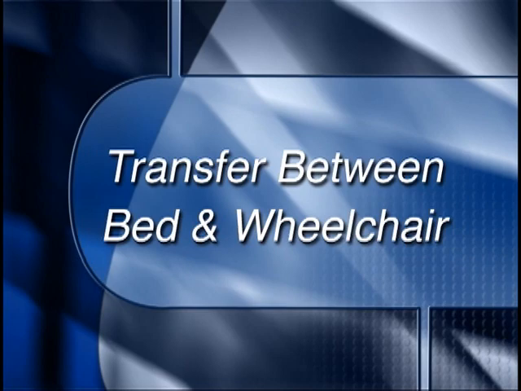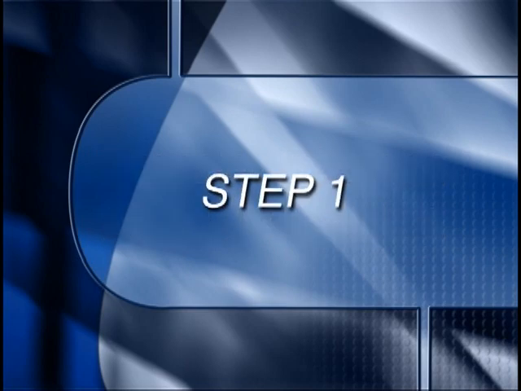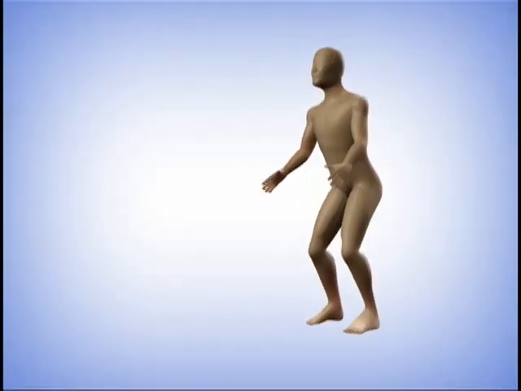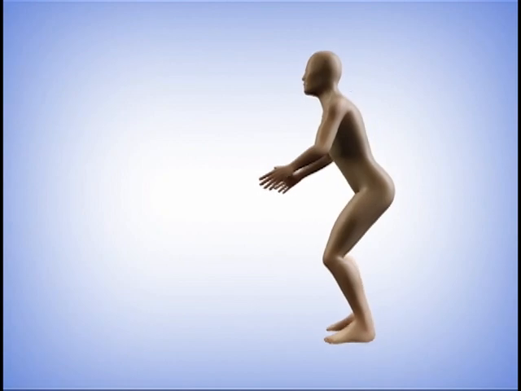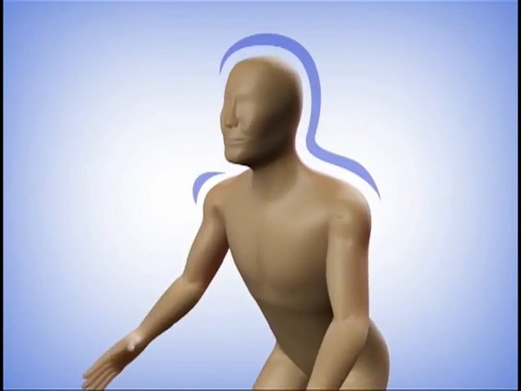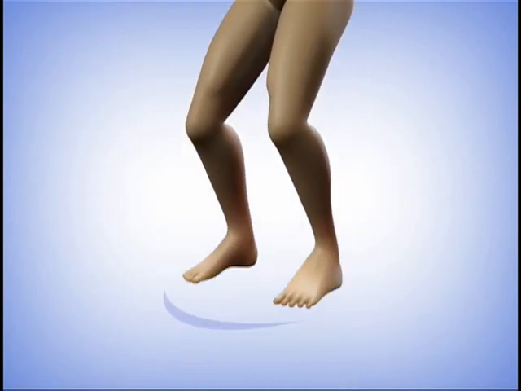Transfer between bed and wheelchair. Step 1. Keep your back in a straightened position. Your head and shoulders should be upright. Place your feet shoulder width apart and slightly bend your knees so that you have a solid base of support.